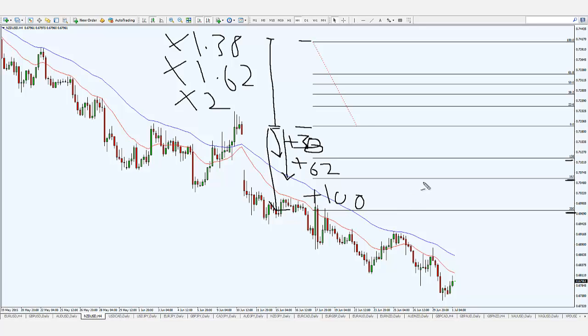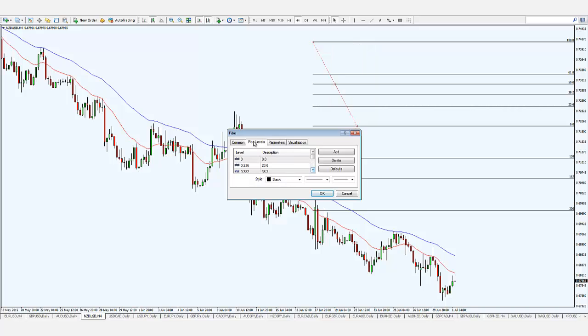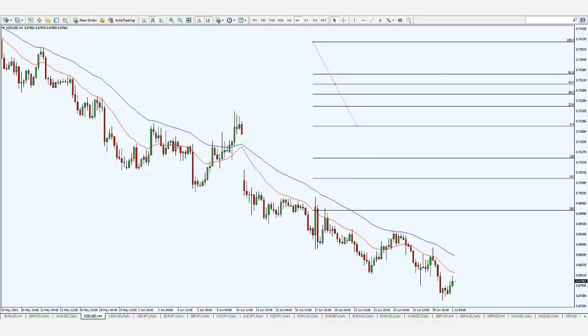So my Fibonacci tool is modified, and these are the modification settings you may want to look at. Under the tab Fibo levels, I go all the way down. I added negative 0.38 with the description 138, negative 0.62 with the description 162, and negative 1 with the description 200. This is how you get the additional Fibonacci levels over here, here, and here.